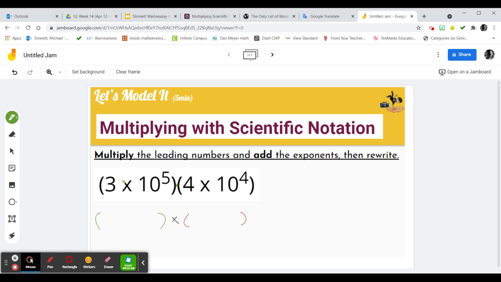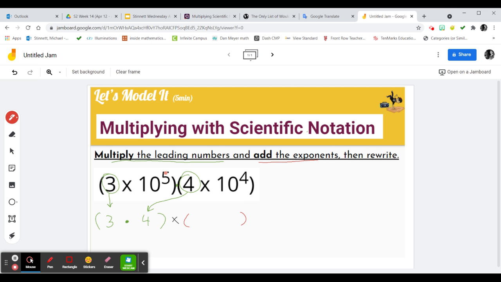And so the first thing you want to do is take your leading numbers and multiply them. So here's my leading number for this number, and here's my leading number for this number. Okay, so this is 3 times 10 to the fifth times 4 times 10 to the fourth. I take my leading number, which is 3, bring it here, and I'll take my 4 and bring it here. So I have 3 and 4 and I'm multiplying those together. 3 times 4, okay?